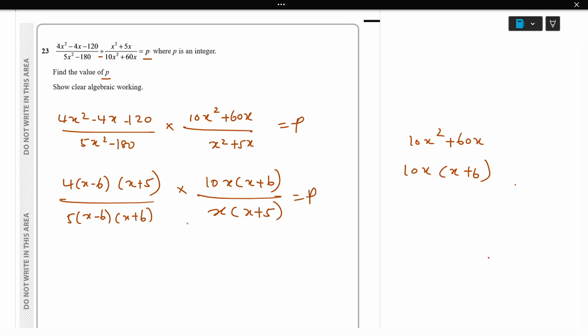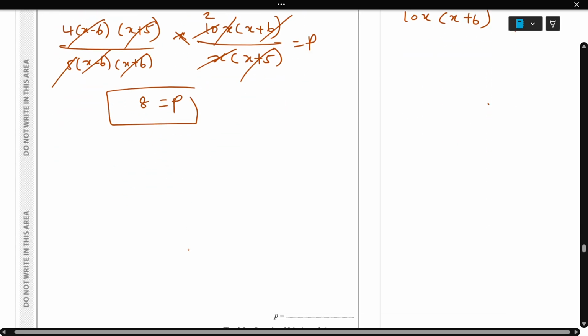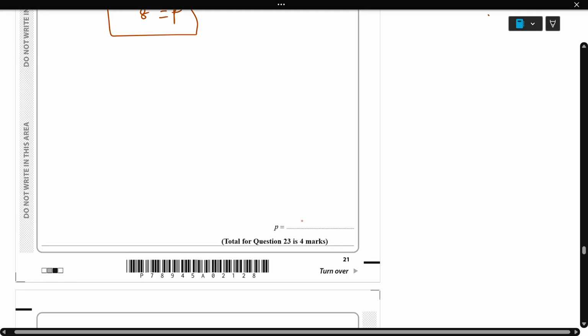p. Here now it's a multiplication, so we can cancel x plus 5, x plus 5, x plus 6, x plus 6. What else? x minus 6, x minus 6. Now the numbers: here 1x, here 1x. The number 5 and this is 2. So 4 times 2, which is 8, equal to p. That is the final answer. p equal to 8.